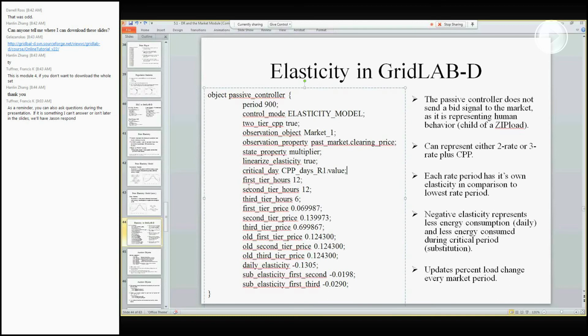This is just setting up the rate structures themselves. So in this case, your first tier is 12 hours, your second tier is 12 hours.